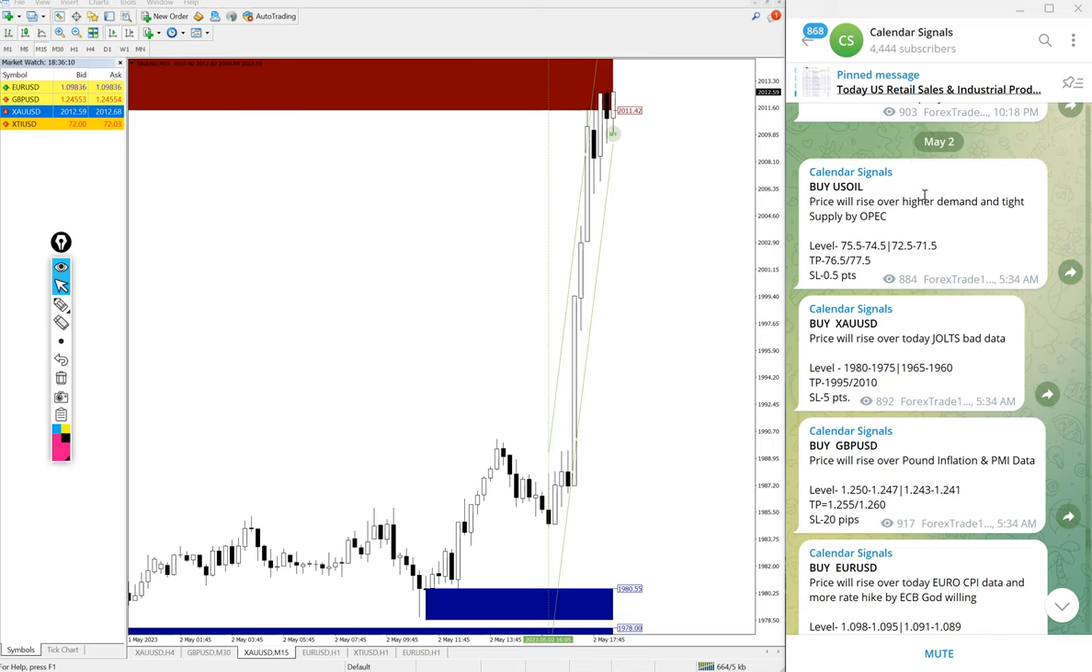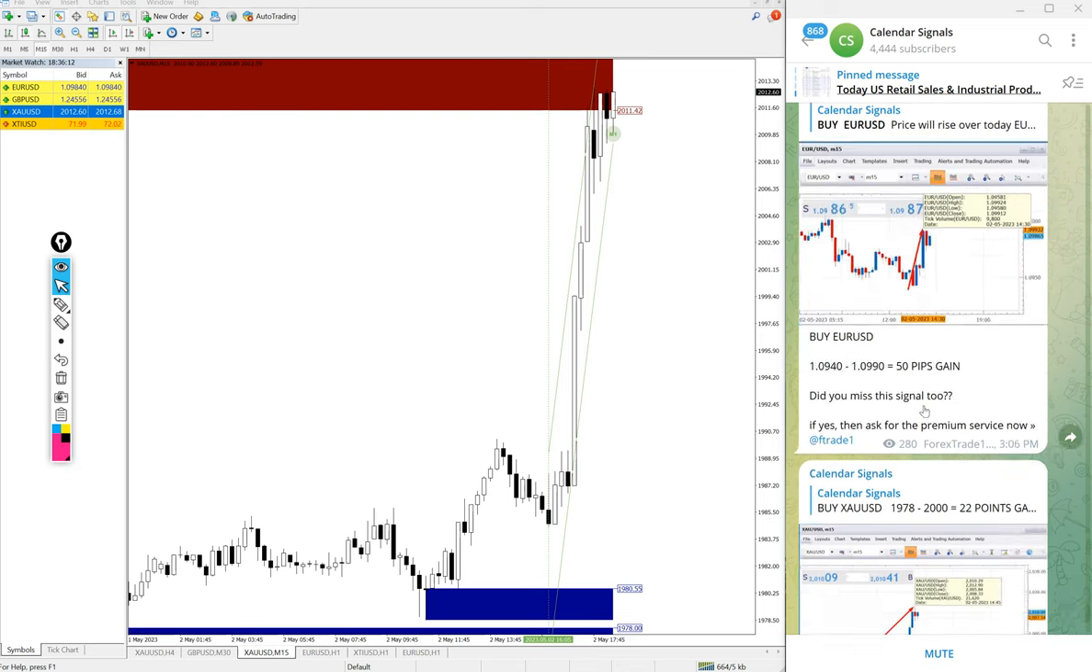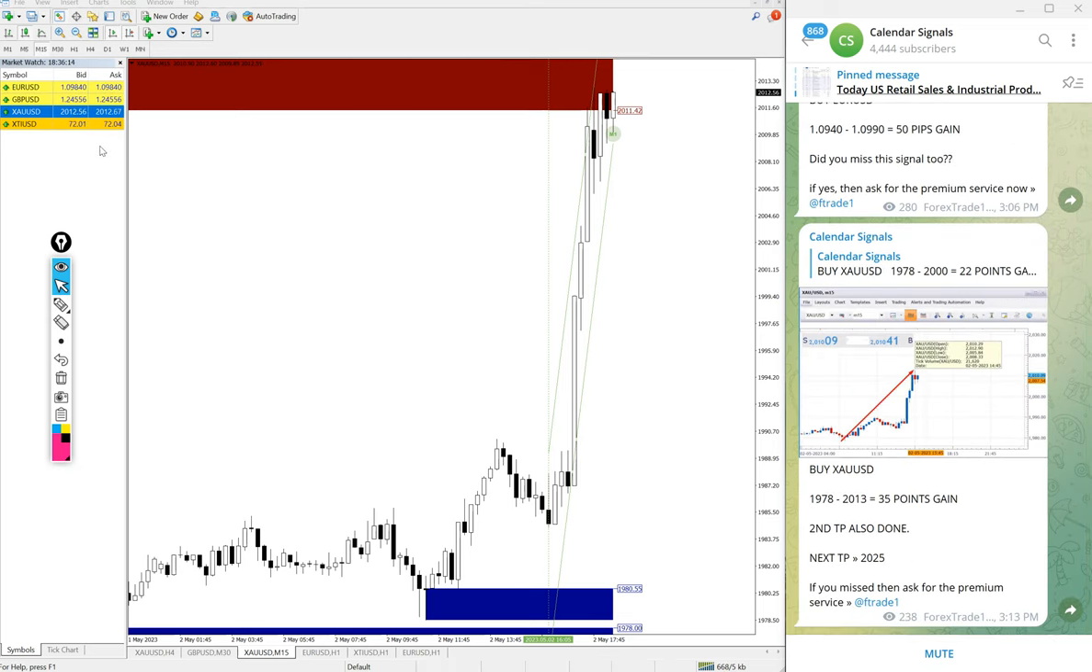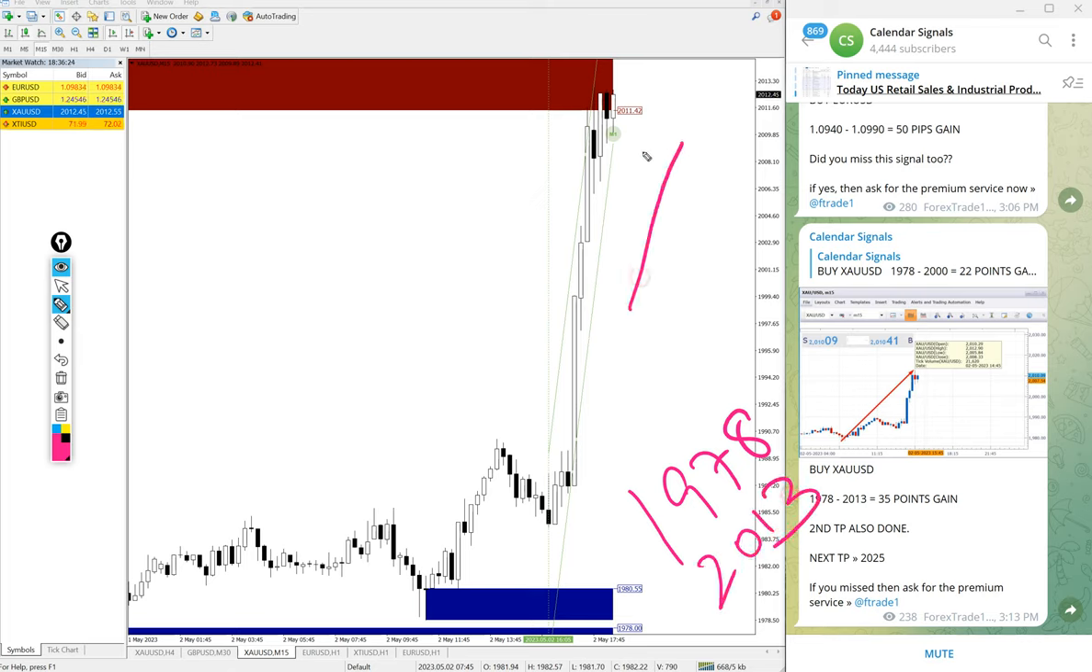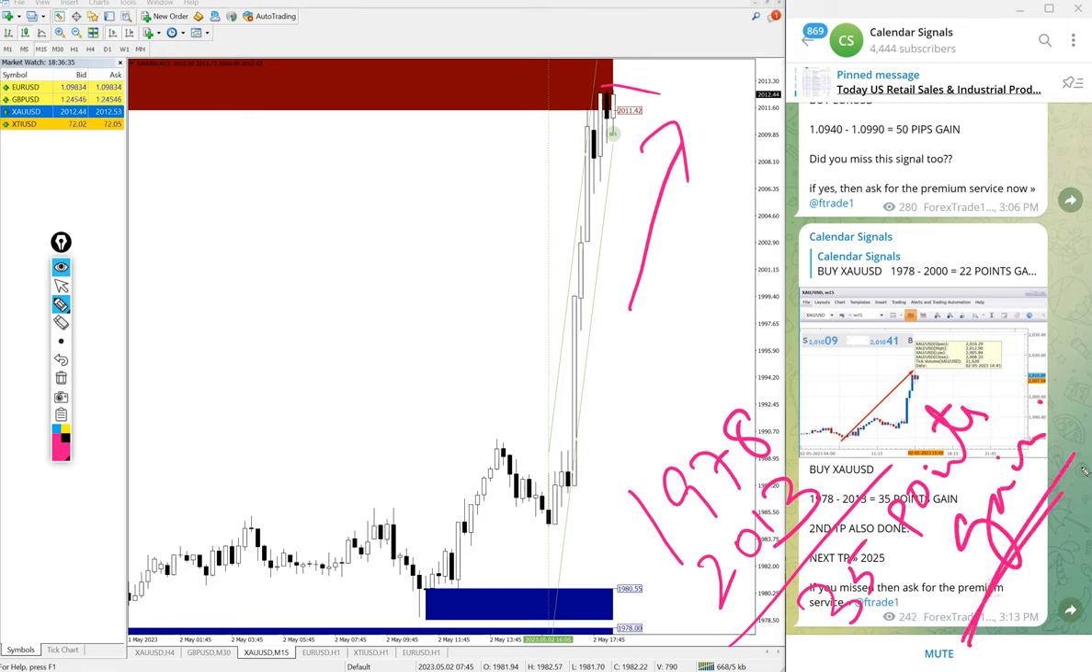Now we will see the performance of signals. First, gold performed very well. We gave buy gold today, entry from 1978 and high traded 2013. As of now, it is still going high. As of now, the high traded is 2013, so 35 points gain, huge profit on buy gold signal, 35 points gain.